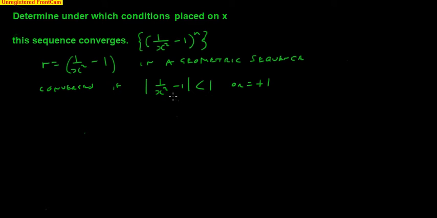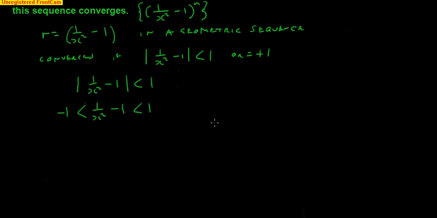Let's do that. So we've got to solve this, the absolute value of 1 over x squared minus 1 is less than 1. So 1 over x squared minus 1 must be less than 1 or bigger than minus 1. And we'll just do both of those things to see what happens. Looking at the right hand side here, I get 1 over x squared minus 1 less than 1. I'll add 1 to both sides of that inequality. We get 1 over x squared is less than 2.